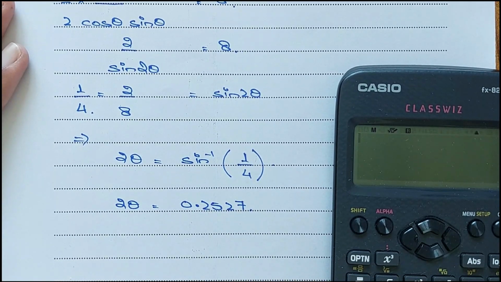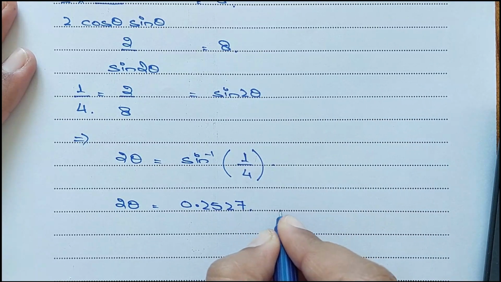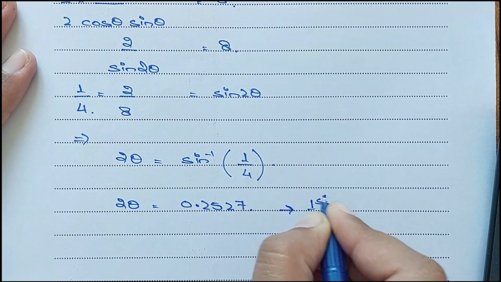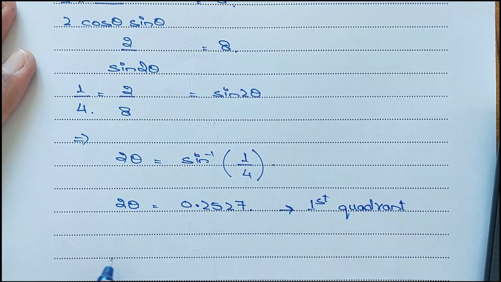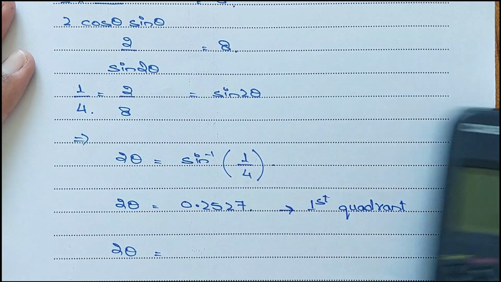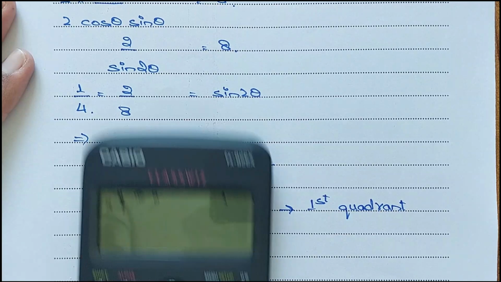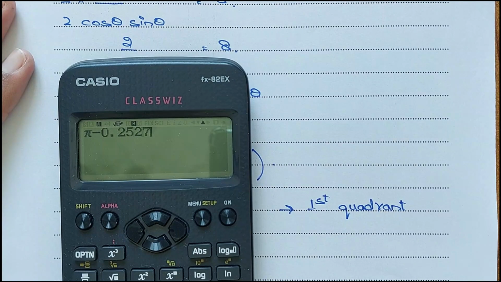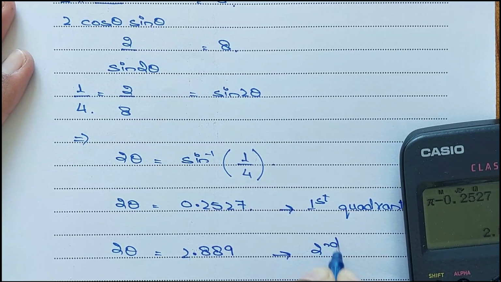And here sine is positive, so sine is positive in first and second quadrant, right? This is the value for first quadrant. Now for second quadrant, we can say 2 theta would be equal to pi minus theta, right? We can say pi minus 0.2527, which is 2.889. This is for second quadrant.